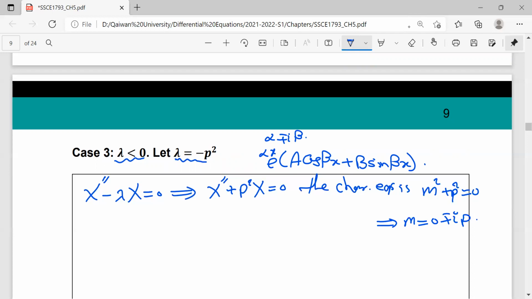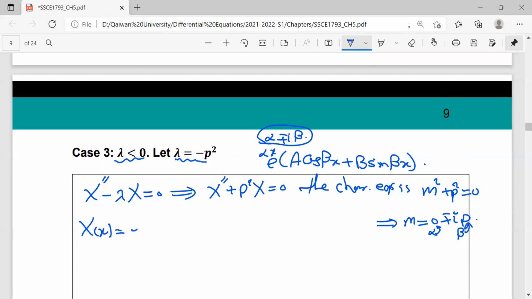Okay, plus b sine beta x. Here we found alpha and beta. What's alpha here? Alpha here is 0, and beta is p. We just replace alpha and beta in that row. That's the solution.